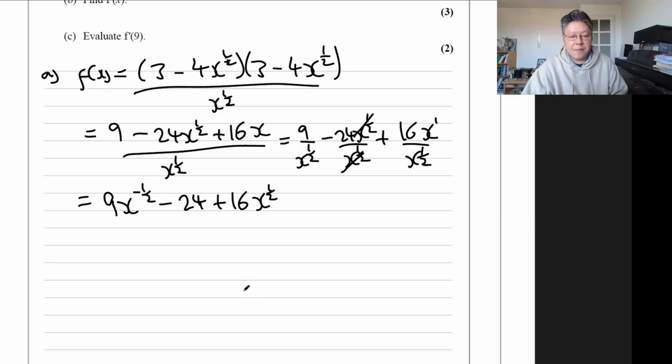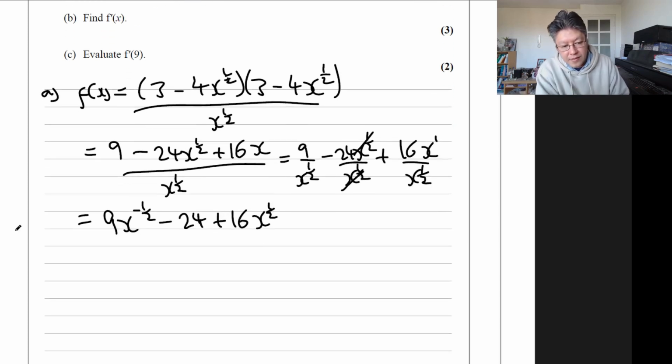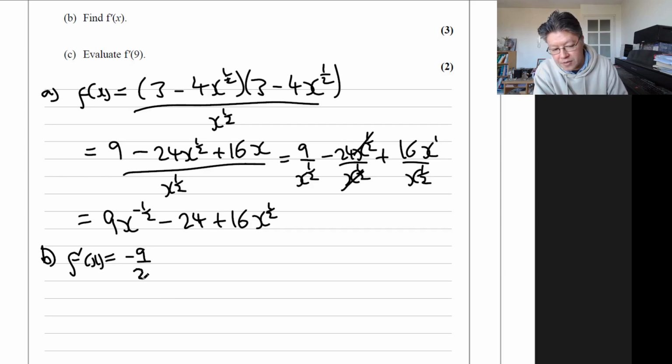So that's part A. And part B, we need to differentiate. So we have f dash of x equals, and we can differentiate each term. So here we have 9 times minus half is minus 9 over 2x to the minus 3 over 2. The minus 24 disappears, and then we have plus, and 16 times a half is an 8x to the minus half.